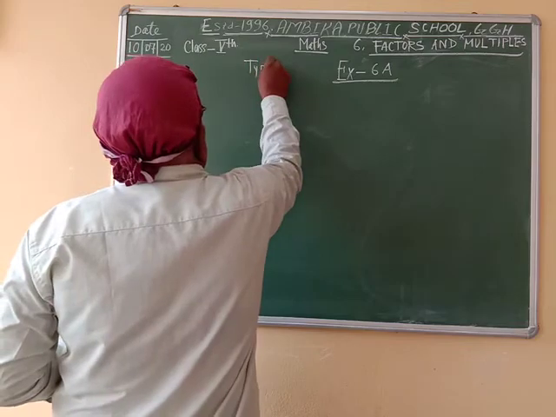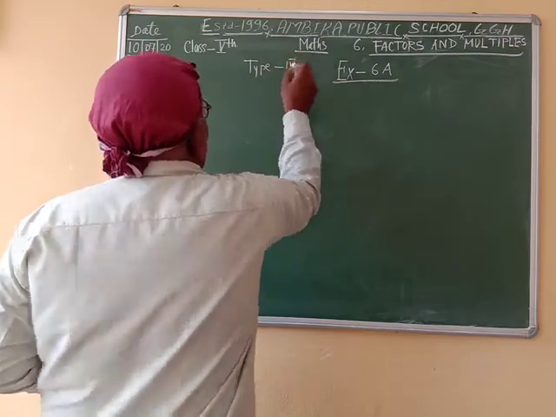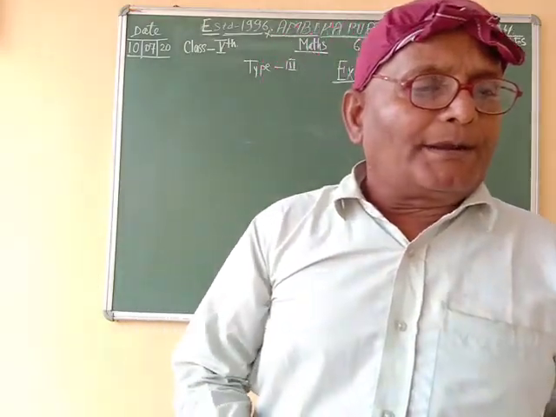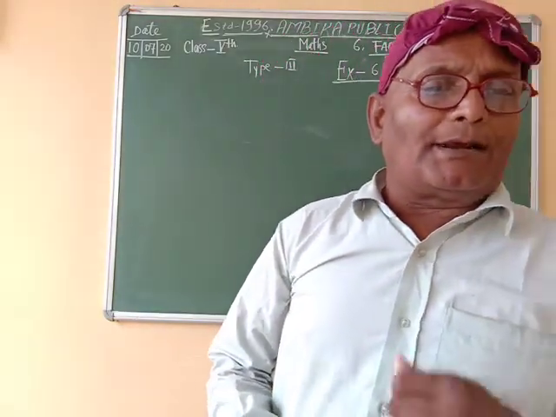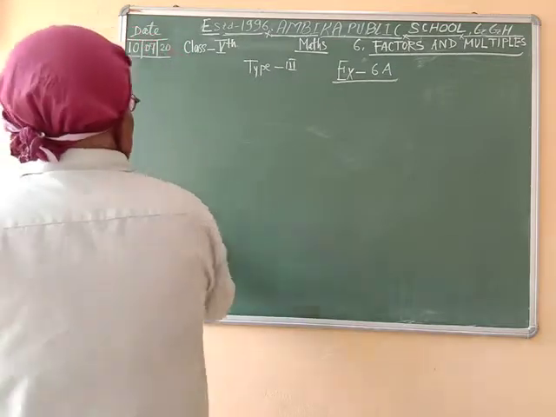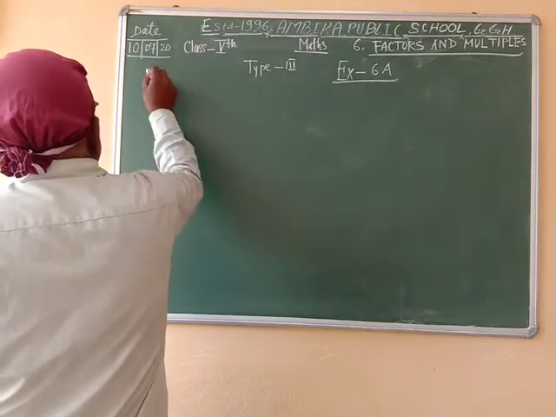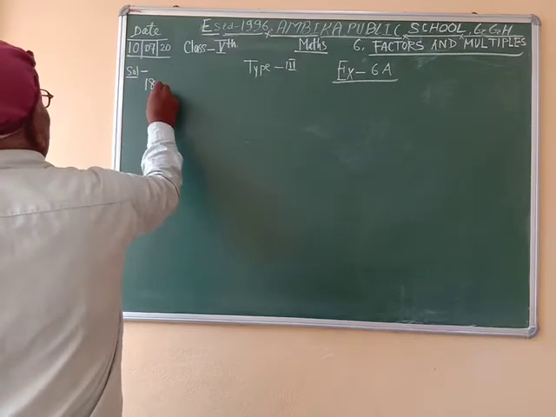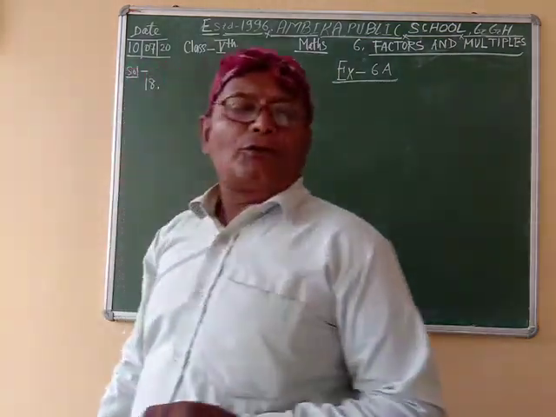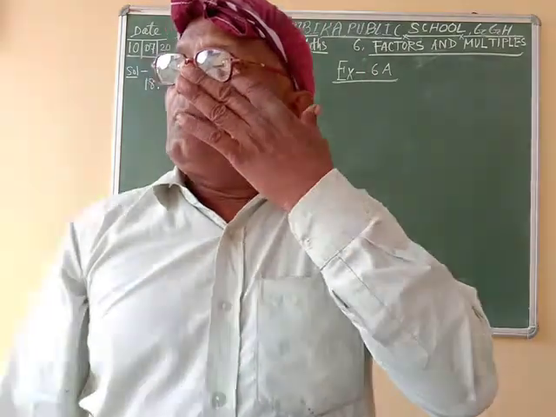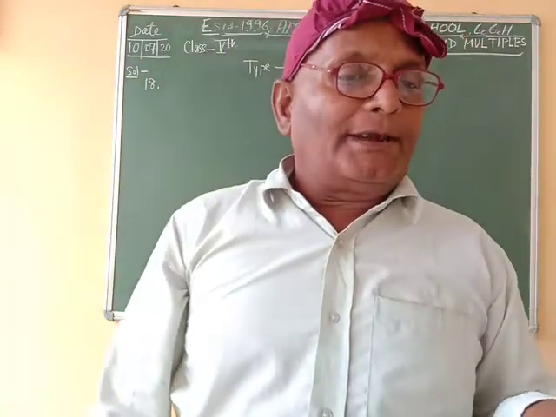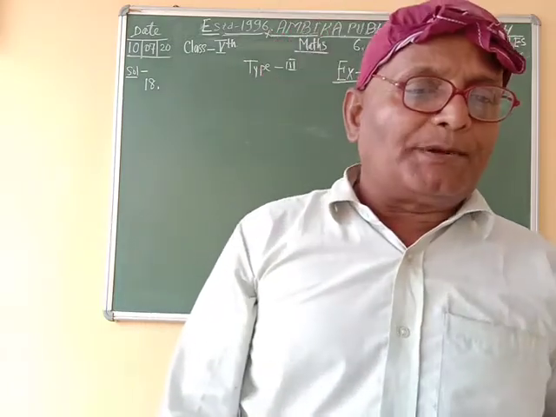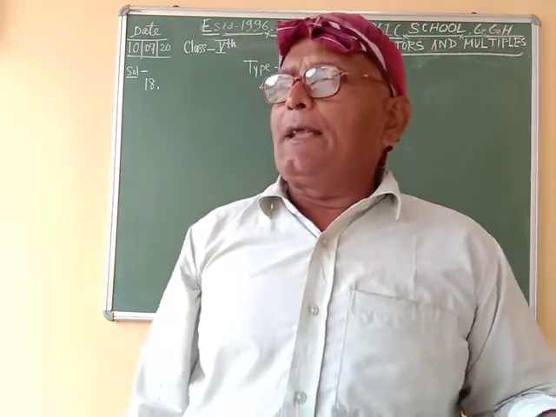Type 3. In type 3 questions, we are asked which of the following numbers are divisible by 2. Question 18. Solution: we have learned before that a number is divisible by 2 if the digit at one's place is an even number or 0.